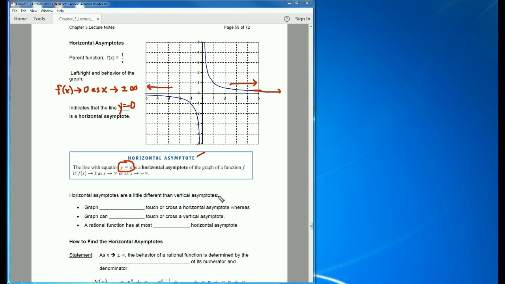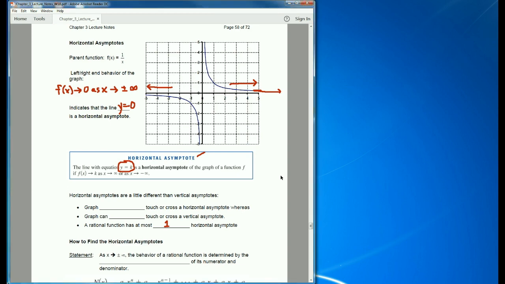All right, so horizontal asymptotes are a little different than vertical asymptotes. For one thing, the graph can touch or cross a horizontal asymptote, whereas, as we've already seen, the graph can never touch or cross a vertical asymptote because the function simply is not defined there. Also, a difference is that a rational function has at most one horizontal asymptote, versus we've already seen that it can have more than one vertical asymptote.